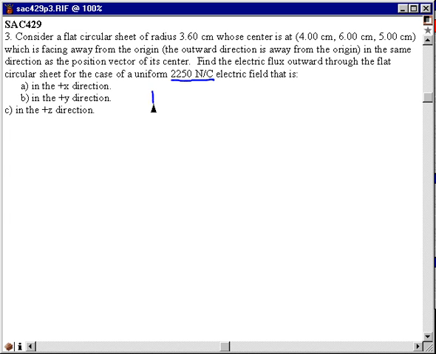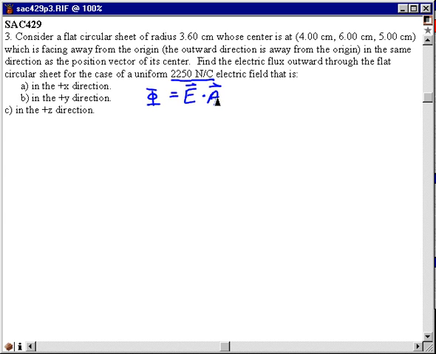We're going to be using the expression flux is equal to E dot A, where the electric field vector will be that 2250 newtons per coulomb times I hat in case A, times J hat, the unit vector in the y direction, in case B, and times K hat in case C.